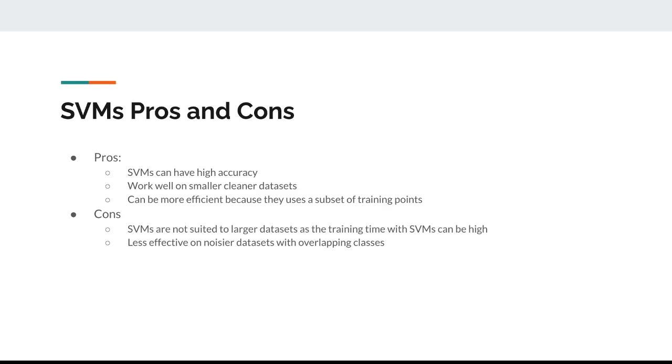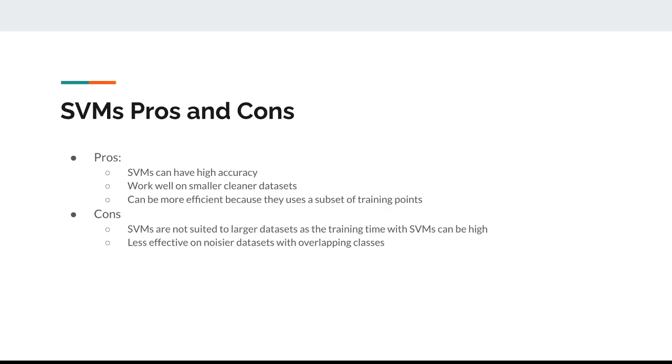However, the disadvantages are that SVMs are not really suited to large datasets as the training times can be high. As we were saying, if we're using lots of classes, we'd have to use lots more algorithms than if we were to use a different machine learning approach. Additionally, they're less effective when we have noisier datasets with some overlapping classes.